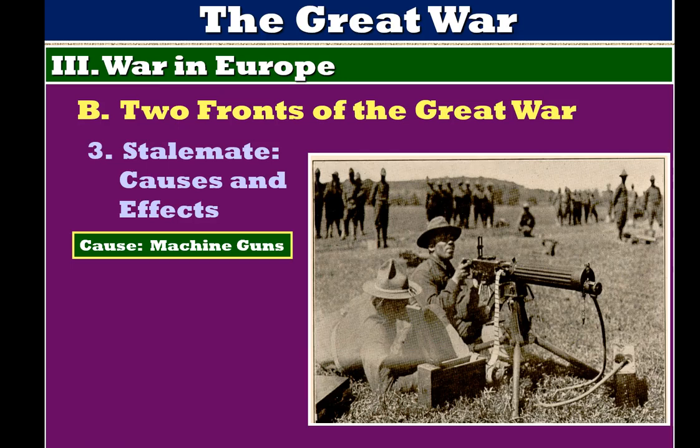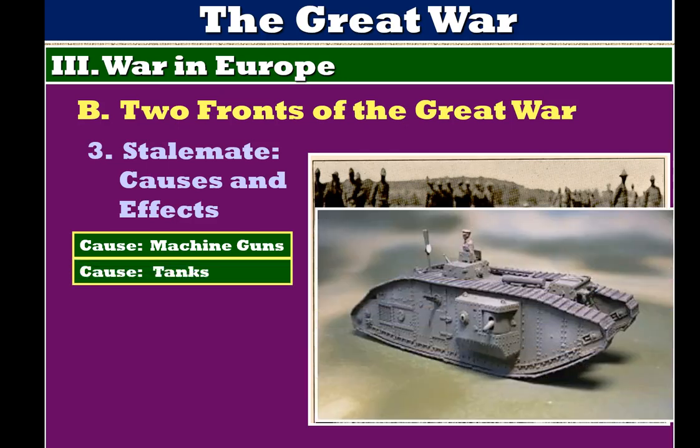So why couldn't either side advance? Well, primarily because the technology of killing had become so efficient by World War I that any troops trying to charge would simply get mowed down by the opposing side. Machine guns cut a swath through the armies, and mechanized artillery was put on treads that could roll over anything, and thus the first tanks were introduced into the battlefield.